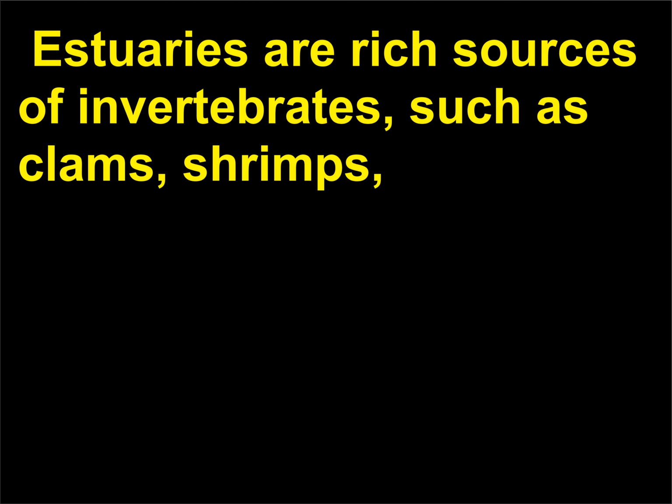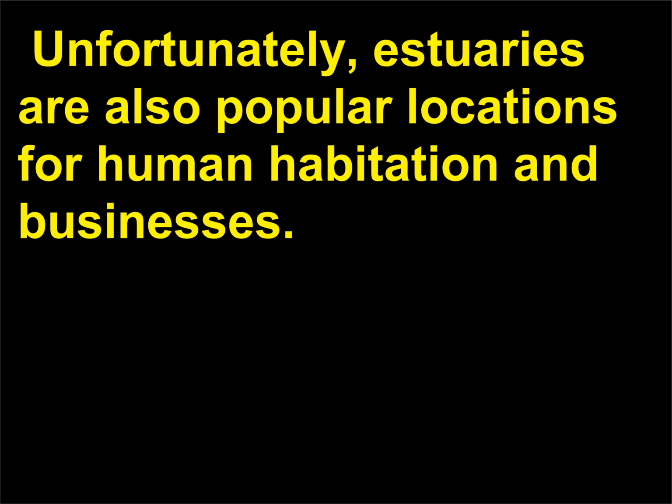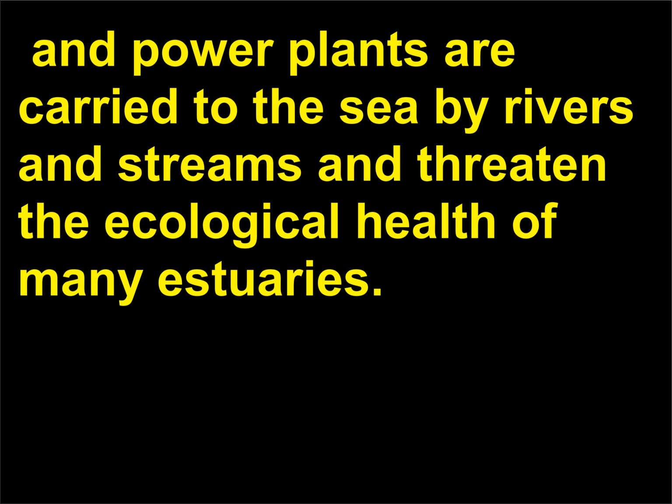Estuaries are rich sources of invertebrates, such as clams, shrimps, and crabs, as well as fishes such as striped bass, mullet, and menhaden. Unfortunately, estuaries are also popular locations for human habitation and businesses. Contamination from shipping, household pollutants, and power plants are carried to the sea by rivers and streams and threaten the ecological health of many estuaries.